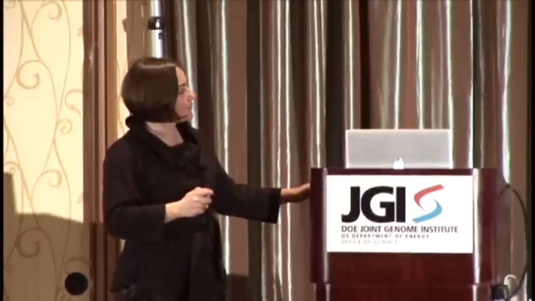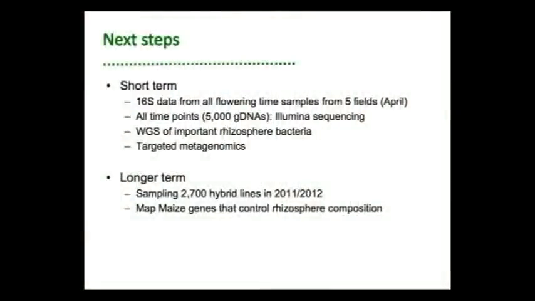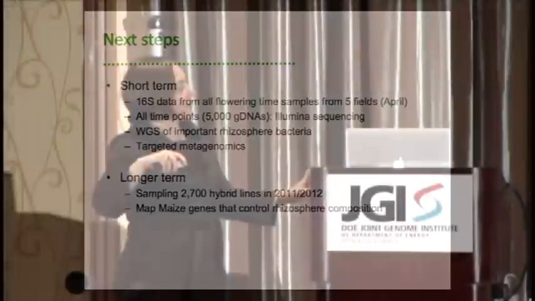across 5 fields. So our short-term goal here is to take a look at all the flowering time samples from the 5 fields, and then put in this time series component, because we have samples from 15 weeks. We'll be able to look at how time influences these patterns. We are planning on some whole genome sequencing of some of these important rhizosphere bacteria, and then also maybe some targeted metagenomics of some of these communities. In the long term, we're talking with Ed about sampling the particular NAM hybrids that would allow us to actually map the plant genes that drive this in the coming summers.